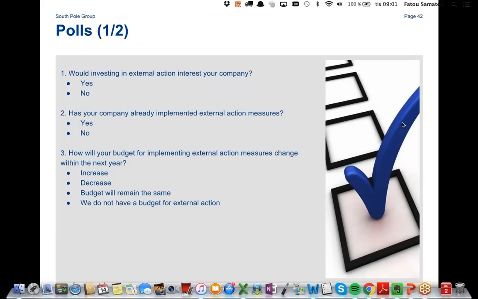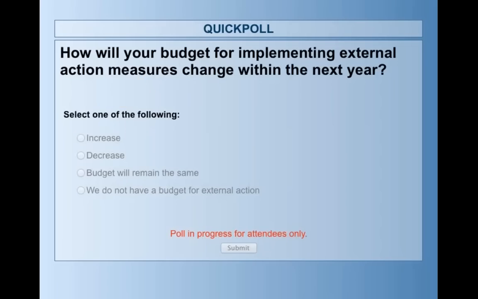Thank you for that. And we'll move on to the third question. How will you budget for implementing external action measures change within the next year? So will it increase, decrease? Will it remain the same? Or perhaps you don't have a budget yet for external action?